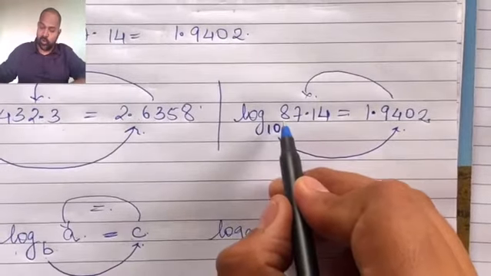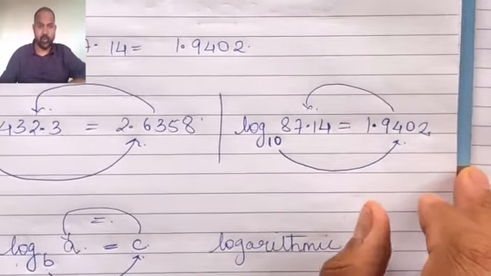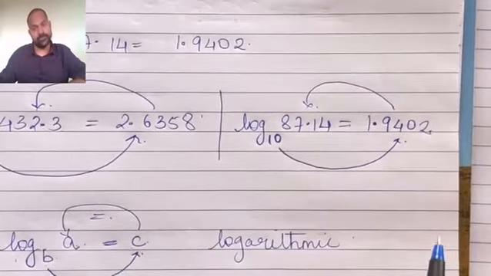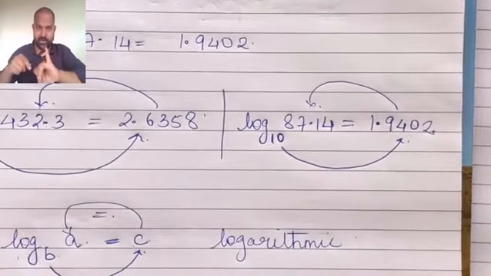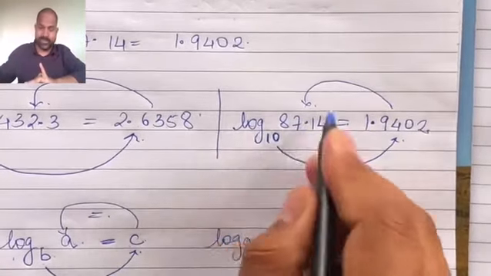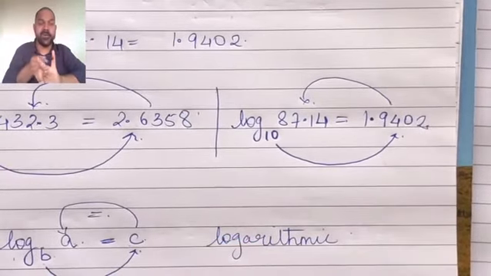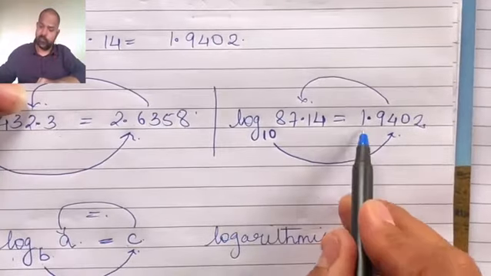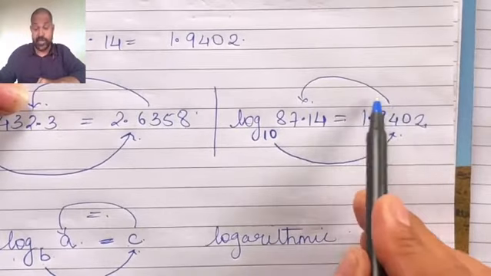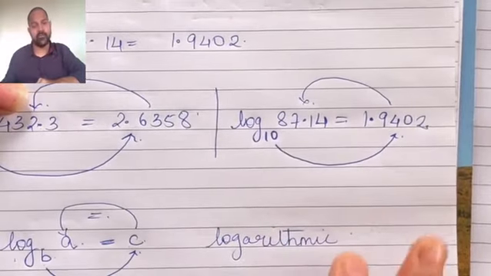Let's come here. When I ask you the log of 87.14 to the base 10, what am I asking you? I am asking you what should I raise 10 to get the value 87.14. 10 raised to 1 is 10, 10 raised to 2 is 100. So 10 raised to 1 is smaller than 87 and 10 raised to 2 is greater than 87. So the number should be somewhere between 1 and 2. Yes, it is 1.9402. Do you notice it is 1.9, which is very close to 2? You know why? Because 87 is very close to the second power of 100.